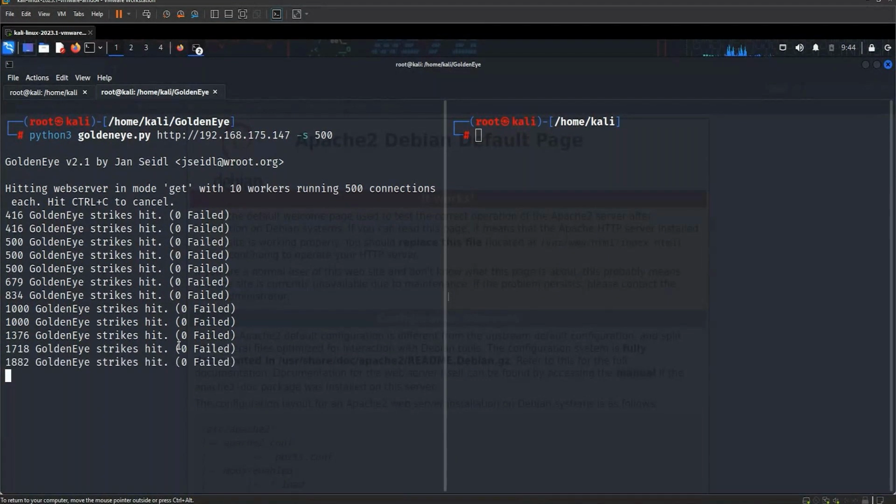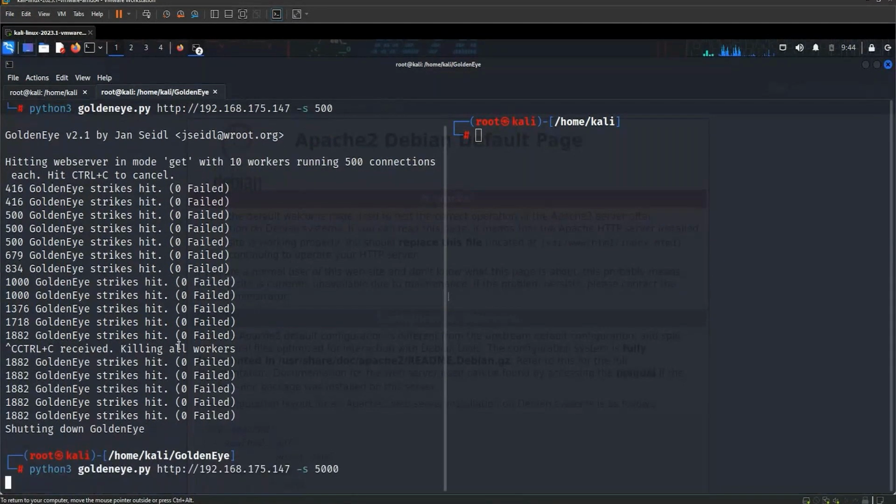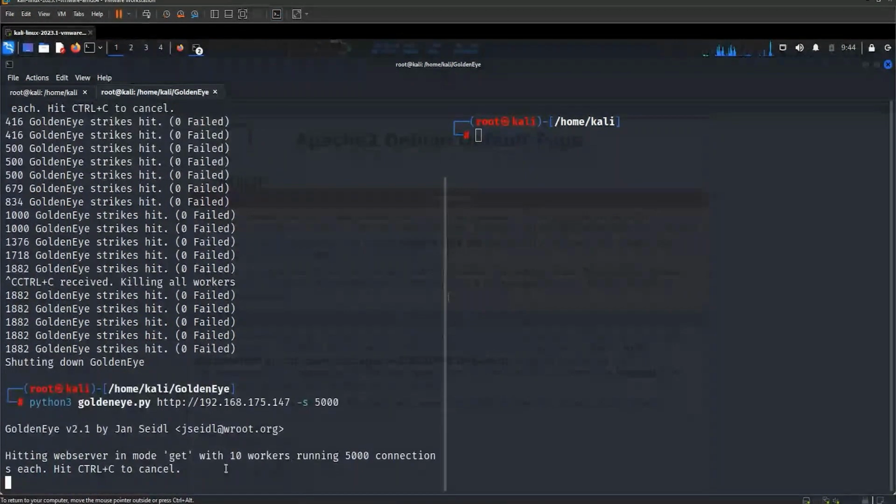You can start it with more, like 5,000 connections, right? So it is running 10 workers running 5,000 connections each. So one worker will start 5,000 connections. So that will be a total of 50,000 connections being made to my Apache server.